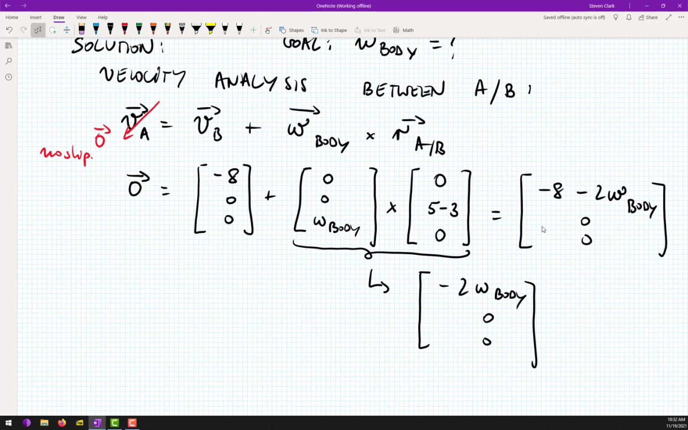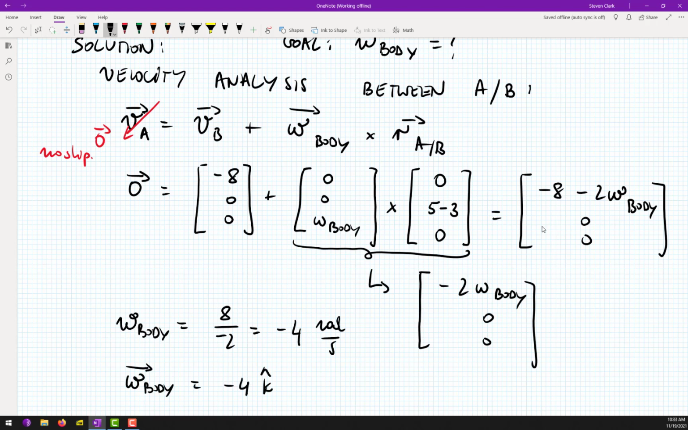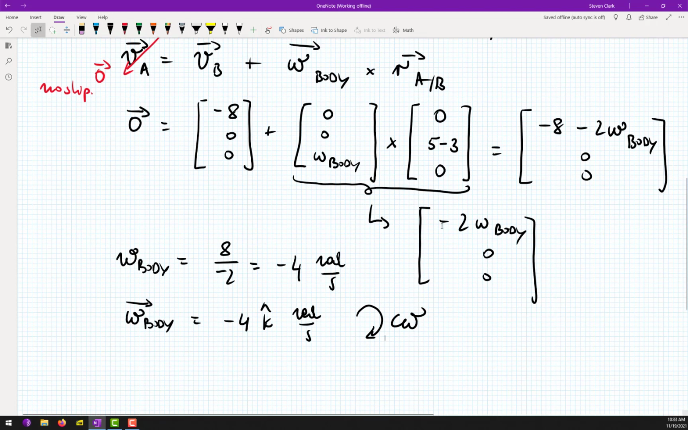So that means that our omega body is equal to 8 divided by minus 2, minus 4. Does it make sense? It makes sense. Radians per second. So omega body is equal to minus 4k radians per second, clockwise. Okay, we're done with velocity analysis.